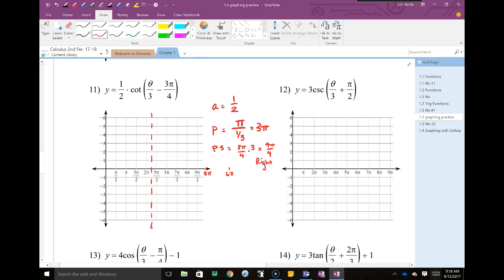Are we doing 6 pi as our period? Well, yeah, I plotted it there, but I just started off of the starting spot. There.